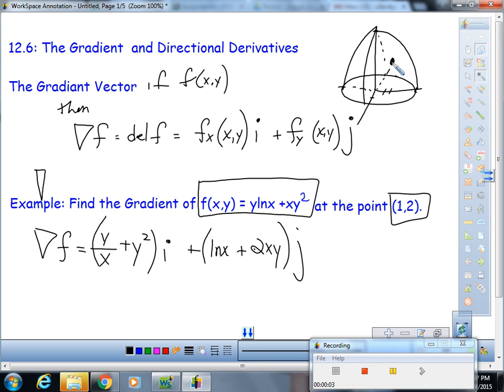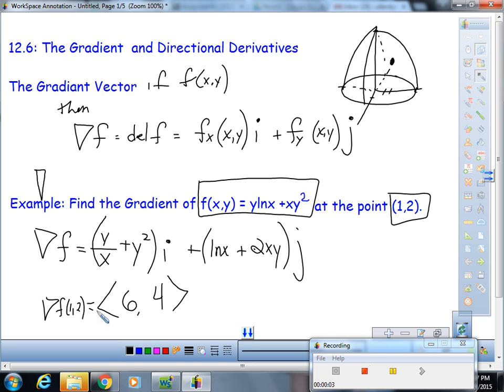Okay. So, now, to find the gradient, we're going to put 1 and 2 in for these values. So then we're going to end up getting, let's see, y over x is 2, plus 2 squared is 4. So that's a 6, right? Did I do that right? 6. And then you get natural log of x is 0, plus 2 times 2 is 4. So you get 6, 4 as our del f of 1, 2, or the gradient at 1, 2.